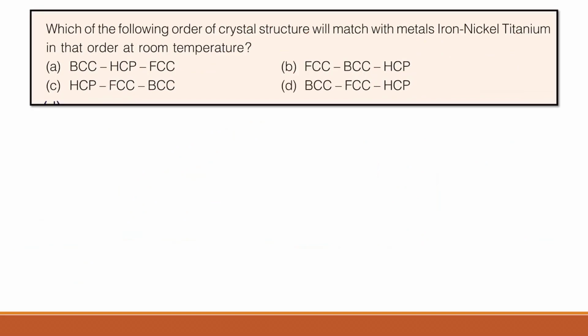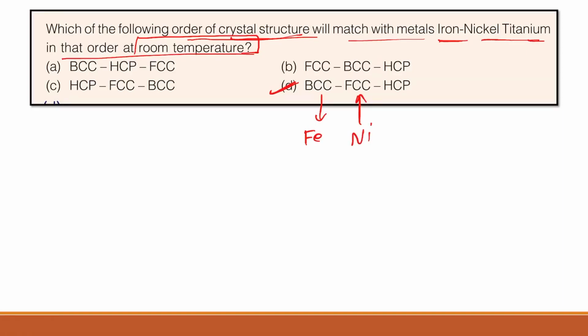Now the next question, and this will be the last question of this mechanical technology for ISRO MCQ series. Which of the following orders of crystal structure will match with metals iron, nickel, titanium in that order at room temperature? Guys, this is asking us the crystal structure of iron, nickel and titanium at room temperature. So the correct answer here is D. For iron it is BCC, for nickel it is FCC, and for titanium it is HCP.